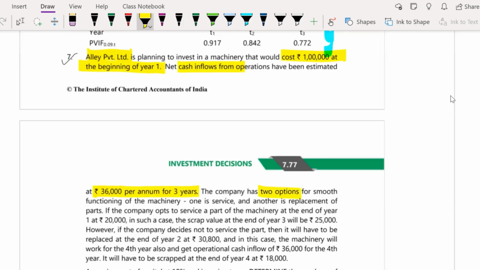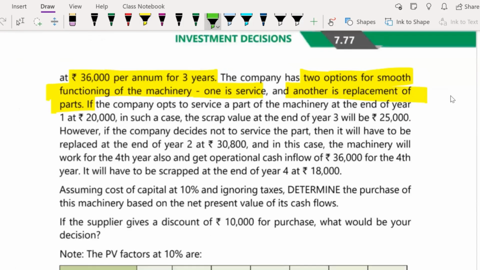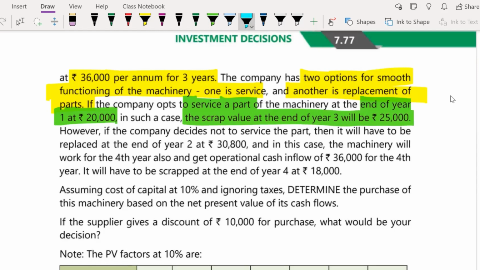The company has two options. One is service and the other is replacement of parts. For smooth functioning of the machinery, they are considering two options: they can service the machine or they will replace the machine parts. If the company opts to service a part of the machinery at the end of year 1, it costs 20,000, and the scrap value at the end of year 3 will be 25,000 for that machine.